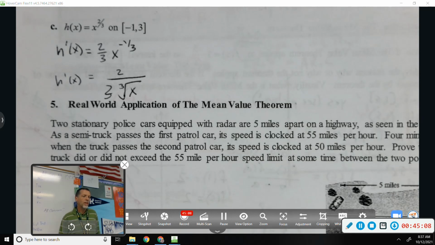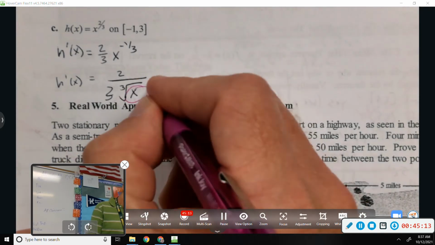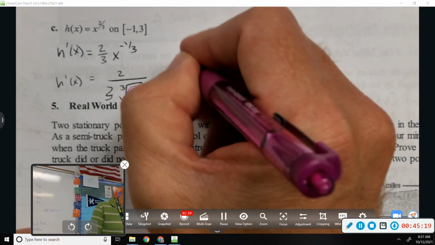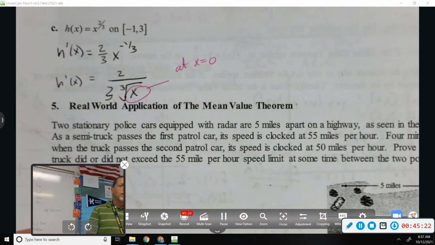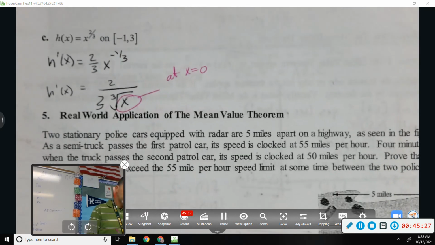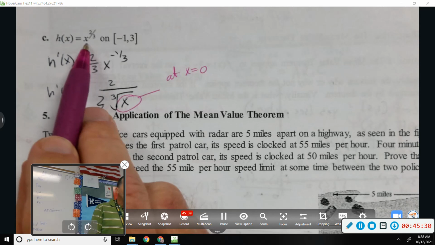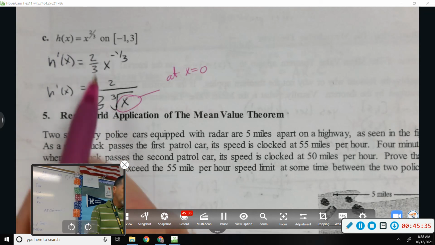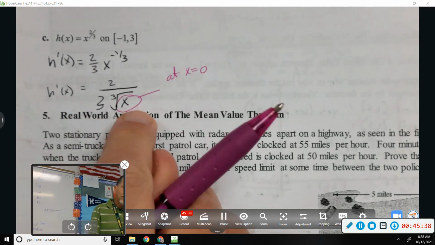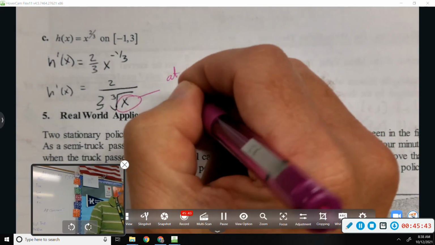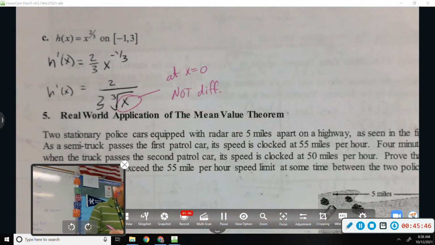So what's the issue with this one? Can't be 0, so what's going on at x equals 0? And use one of the words that go with MVT. Well, it is continuous, because I can plug in 0 here. But the derivative can't have 0 in there. So it's continuous, that's fine, but its derivative doesn't work. So it's not differentiable at x equals 0.